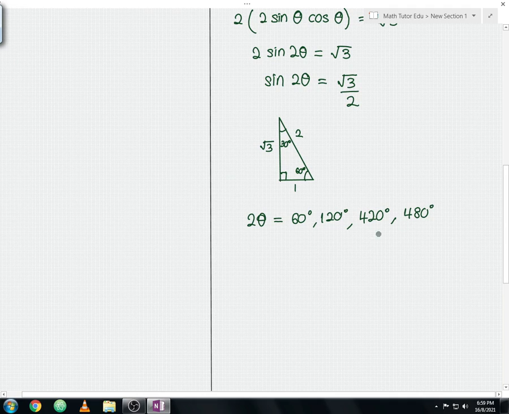This working, we can just remove. But this is not your final answer. We just found the value of 2 theta, but we need to find the value of theta. To find theta, we need to divide all the angles obtained by 2. When you divide all the angles by 2, you get 30 degrees, 60 degrees, 210 degrees and 240 degrees. So this is your final answer. Let me underline the solution for question part B.